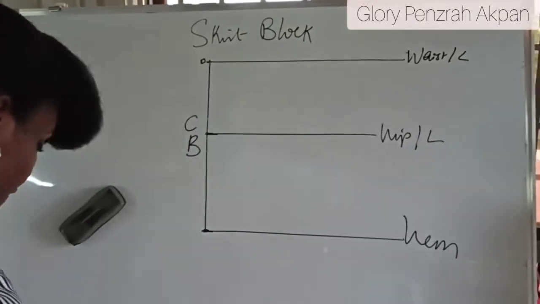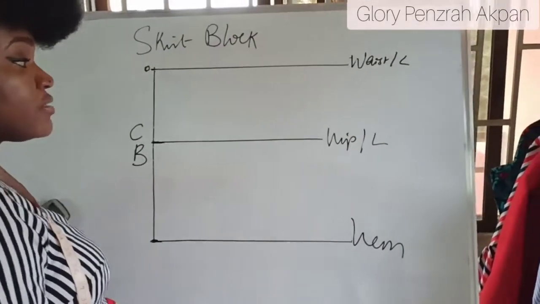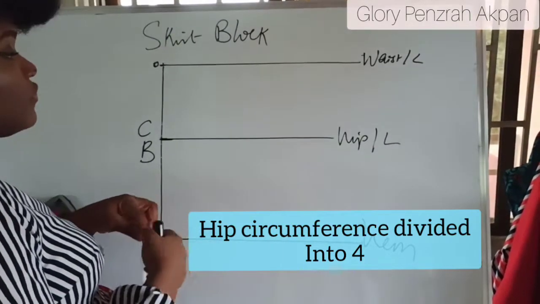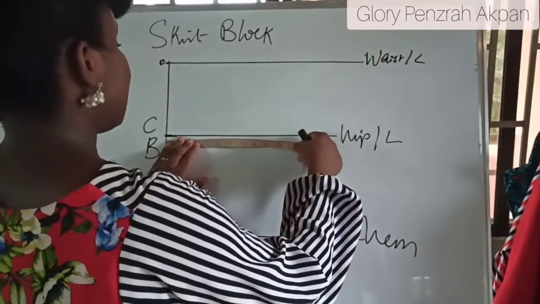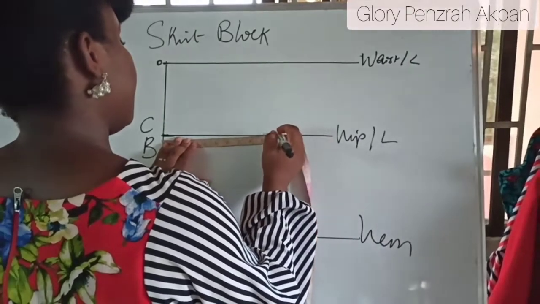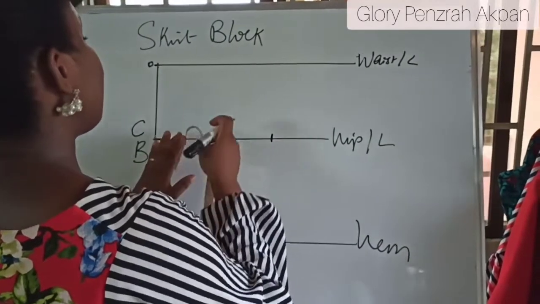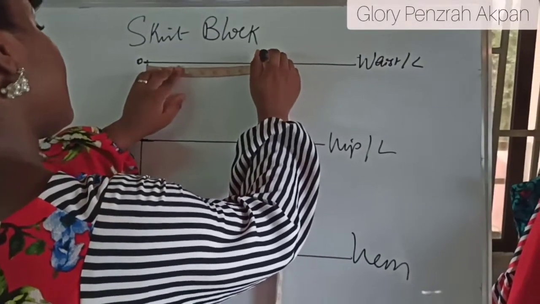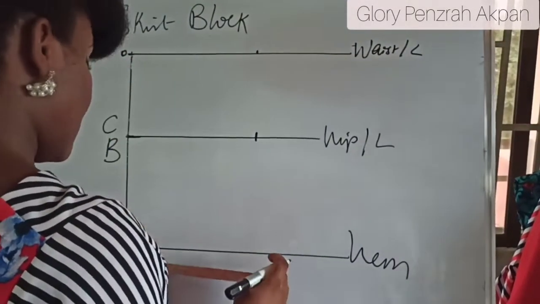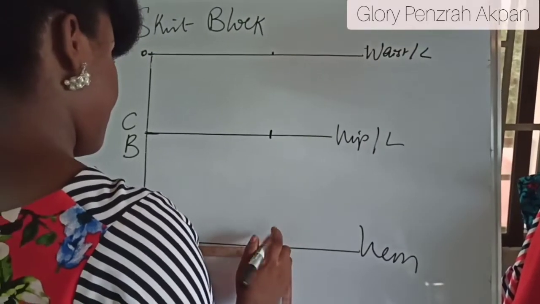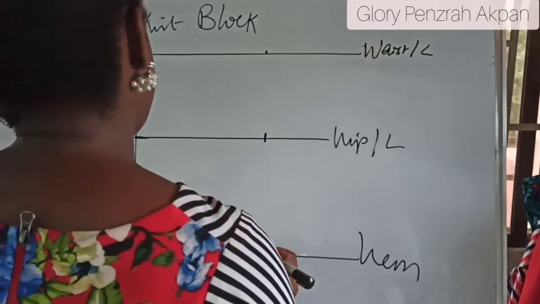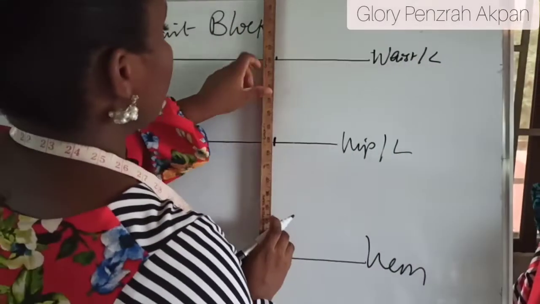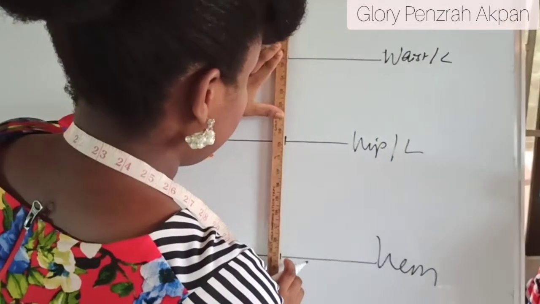So just like we did in front, we're going to divide our hip circumference into 4. Assuming the hip circumference is 40, divided into 4 will be 10. So we'll mark 10 inches on the hip line. We're going to mark the same 10 inches on the waistline, and the same 10 inches on the hem. And then using the ruler, we're going to connect the points to form a straight line.